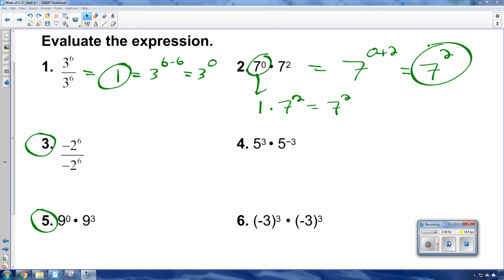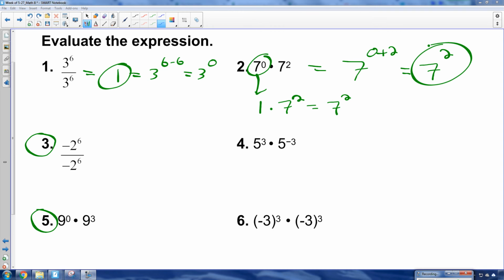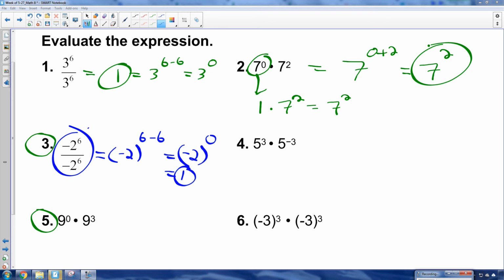So I want to say something about number 3, just to clarify. What we're doing here is we're taking the base, which is negative 2, right? And we're bringing it to the power of 6 minus 6. We're subtracting the exponents. But we know that 6 minus 6 is 0. So it's negative 2 to the 0 power. And negative 2 to the 0 power follows the rule that anything to the 0 power is 1. And also, you know that these are the same, top and bottom, so we know it equals 1 anyways. So that's how you get the answer to 3.